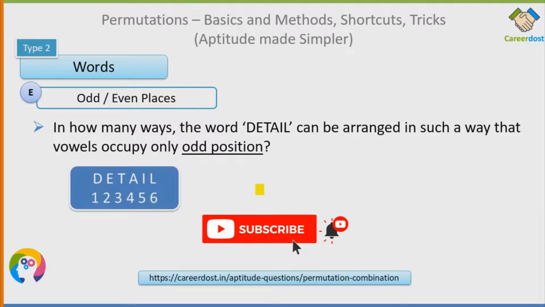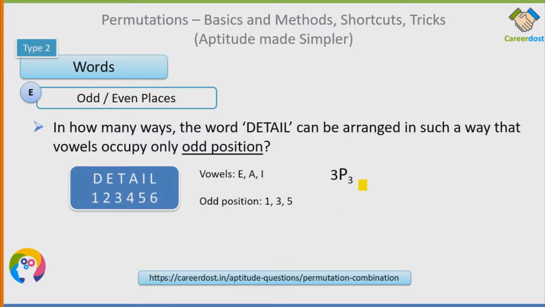So let's just write it. DETAIL. So 1, 2, 3, 4, 5, 6 letters. Vowels occupy only odd positions. So vowels here are E, A and I, and odd positions here are 1, 3 and 5. So the permutation will be 3P3. So we have 3 odd positions and we also have 3 vowels.